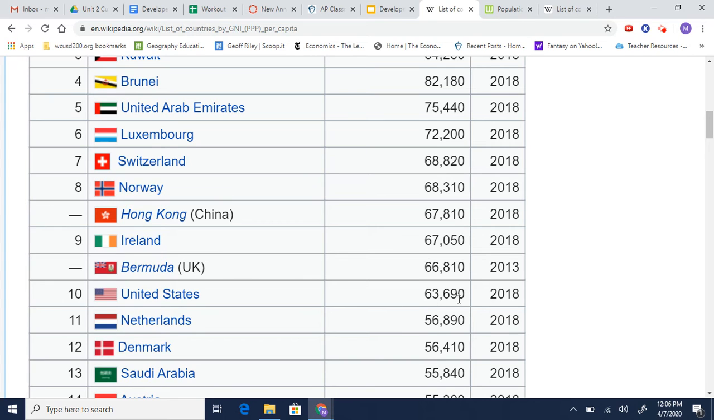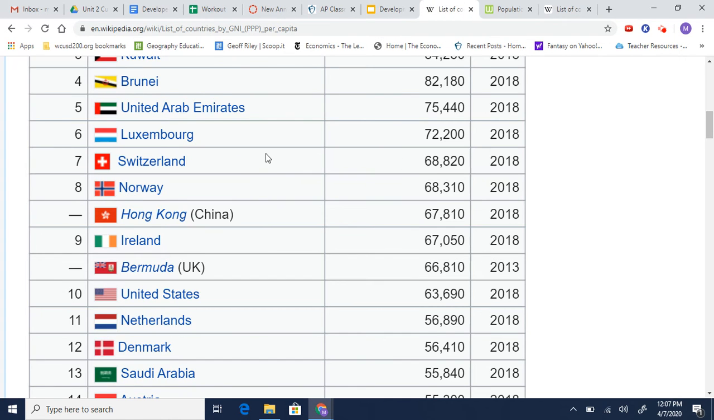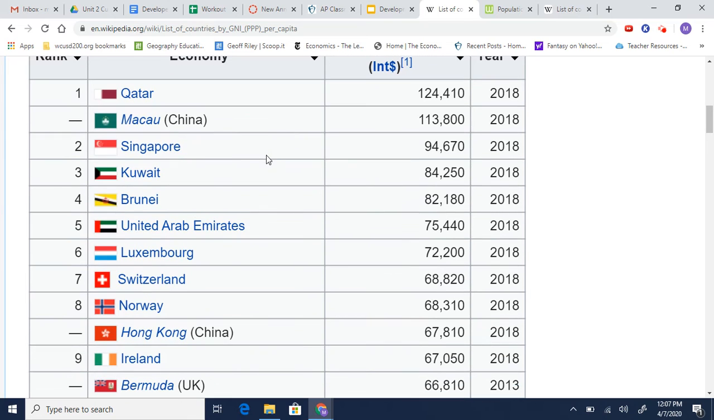The average person in the United States earns $63,690. Compare that to the world population rankings, which I'm going to pull up here, provided my internet helps me out. Look at the top: China, 1.4 billion; India, 1.3 billion; United States, 300 million; Indonesia, 270 million. Because these countries are so highly populated, you're dividing by more people, so the average is going to be lower.